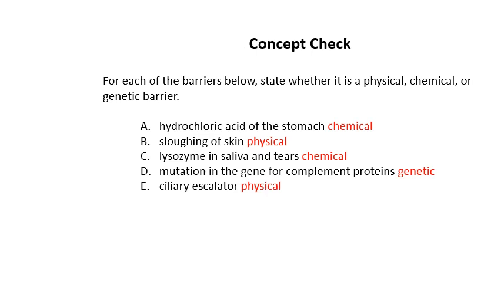So hydrochloric acid is obviously a chemical barrier. Sloughing of skin is a physical barrier. Lysozyme is a chemical barrier. A mutation in the gene that produces complement proteins, which are defense proteins, that's genetic. And then the ciliary escalator is a physical barrier.